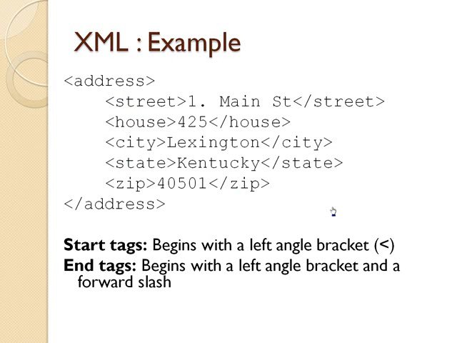Now, the start tag begins with a left angle bracket, and the end tag begins with a left angle bracket and a forward slash. So start tag address, end tag address. In XML, if we have a start tag, we have to have an end tag. We always have to end the tag, otherwise it will give you an error. So this is a simple XML example to provide information in XML format.